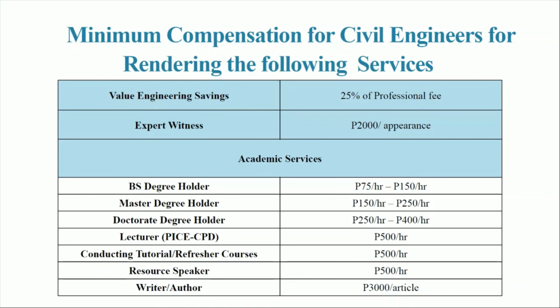For academic services, someone who has a bachelor's degree must have at least 75 to 150 pesos per hour for their services. It could be for seminars and stuff like that. For master's degree holders, we have 150 to 250 pesos per hour. For doctorate degree holders, you have 250 to 400 pesos per hour. If you're a lecturer, let's say at a PICE CPD, 500 per hour is our minimum compensation.